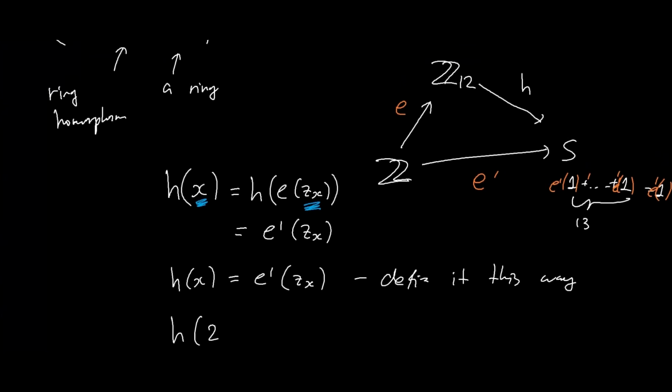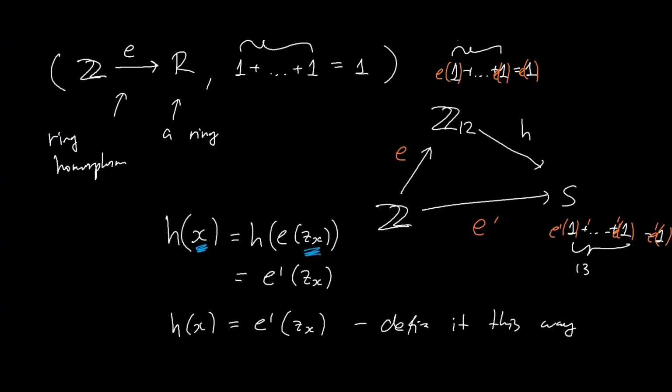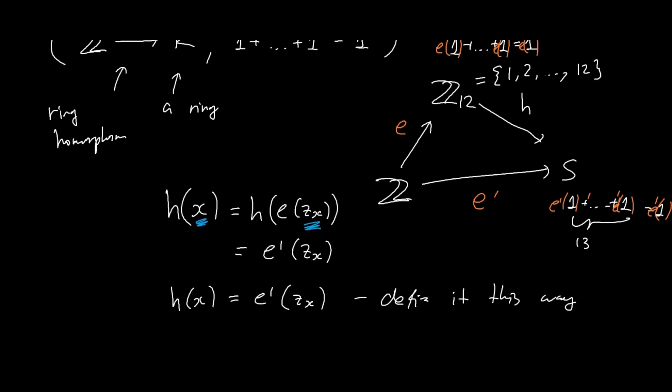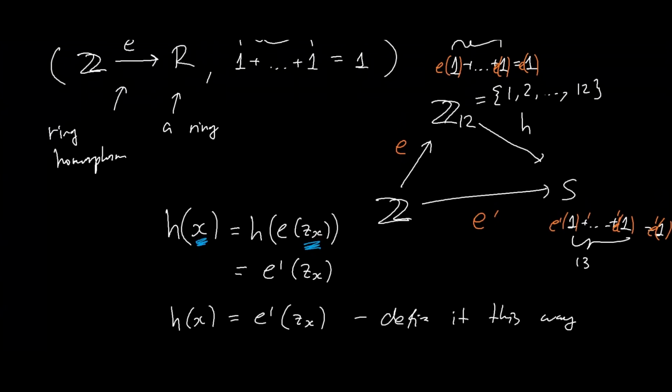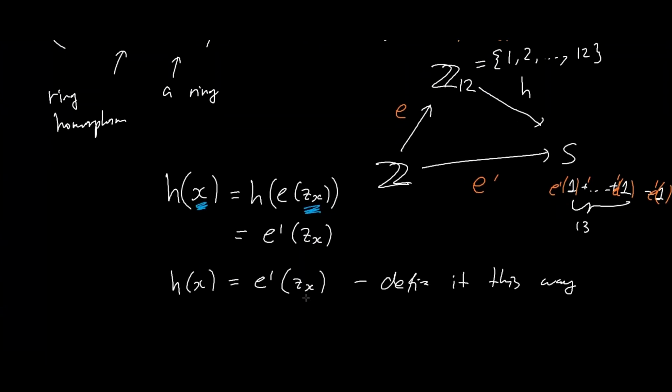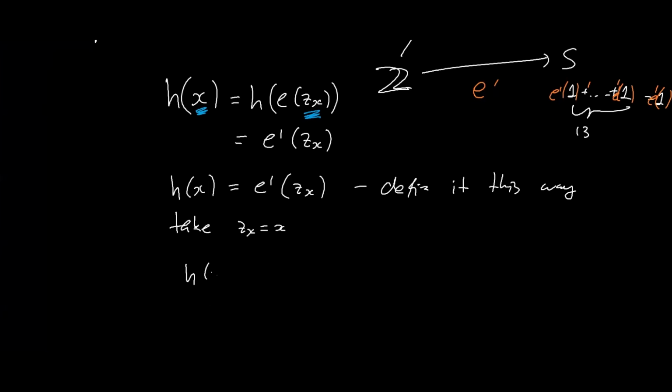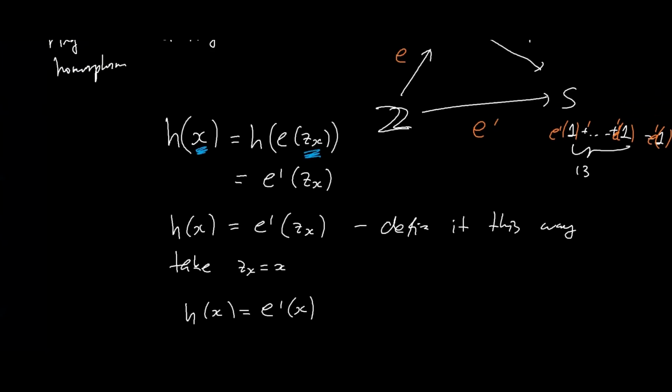Well, in our case, we could have actually used a specific representation of Z12. I can really think of this as number 0, or maybe for the sake of the clock, 1, 2, and all the way to 12. I can really think of it like that. And then I can just define H of x to be, so basically I can take Zx to equal x, because they're the same numbers that we encounter here. So I can just define H of x to equal E prime of x.